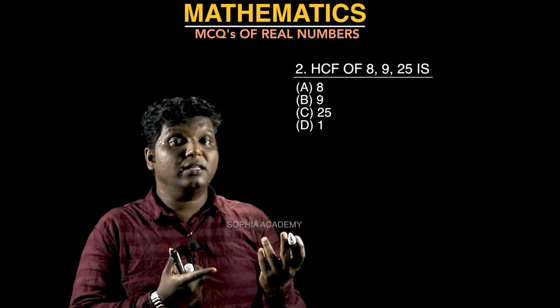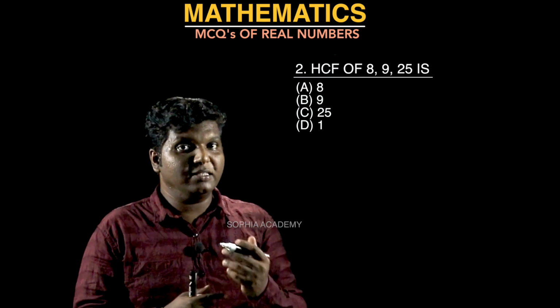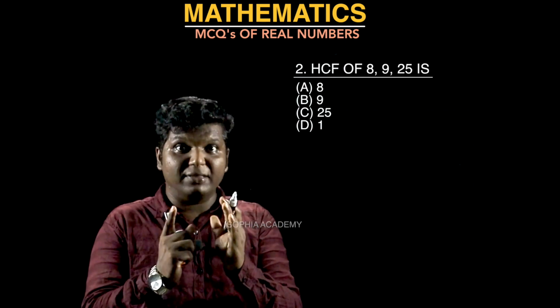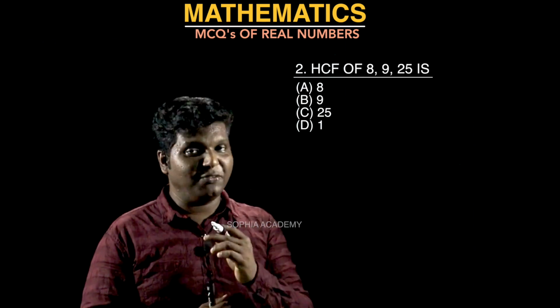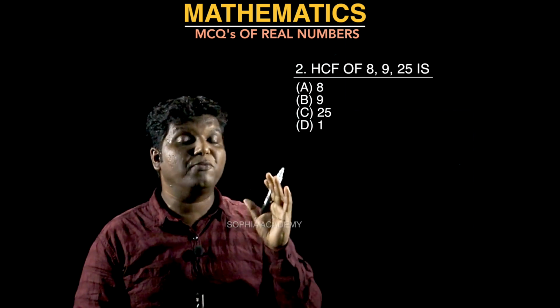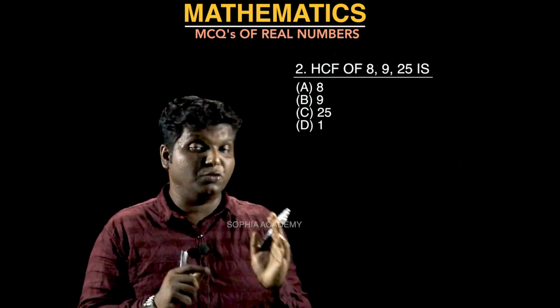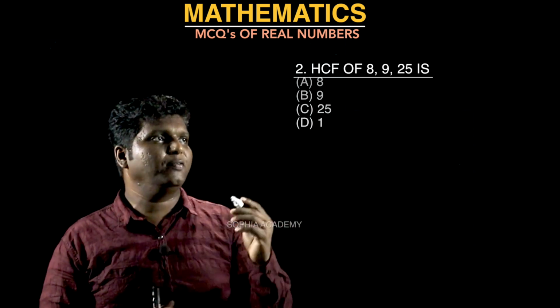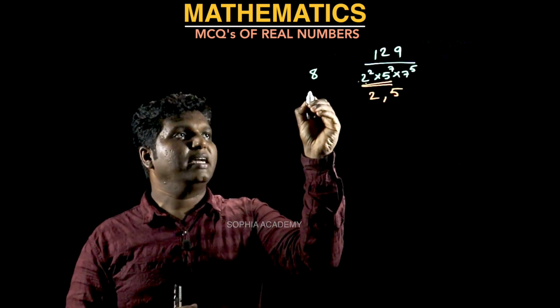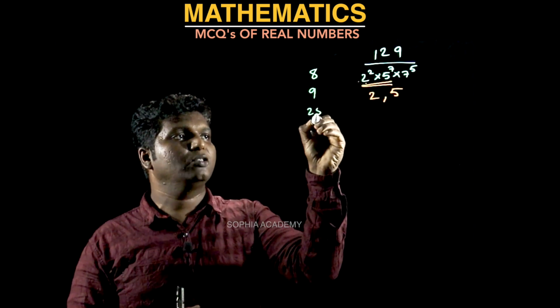So whenever you want to find the HCF, there are plenty of methods. You already know that from your 8th class onwards, or I think from your 7th class, you are studying how to deal with the HCF and LCMs, right? But here in 10th class, we studied the prime factorization method, which is the easier method to find the HCF. So let us go for that one itself. What are the numbers mentioned here? The first number is 8, next number is 9, and the third number is 25.